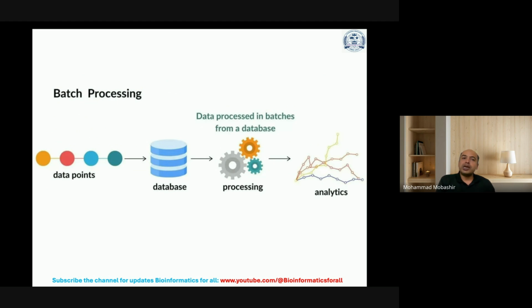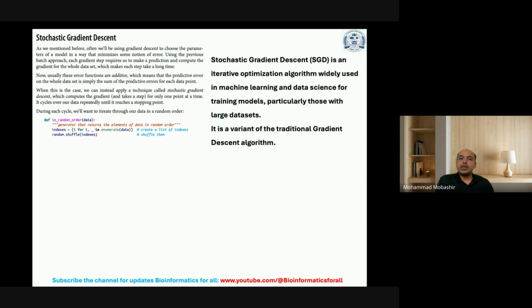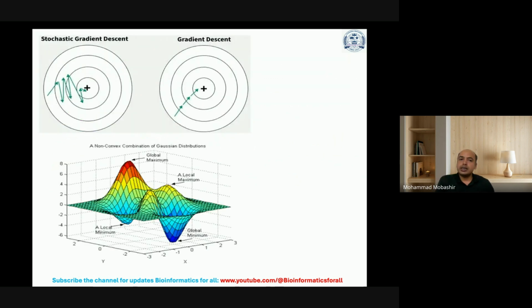So now how could the batch process work? You could go for data points, database, and then optimization and final analysis. Now, stochastic gradient descent is an alternative optimization algorithm widely used in machine learning and data science for training models, particularly those with large data sets. It is a variant of the traditional gradient descent algorithm. So these are some other examples of how it looks when you are using stochastic gradient descent and when you are going for normal gradient descent.